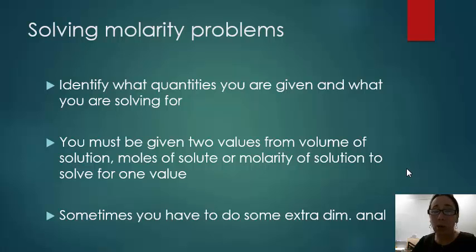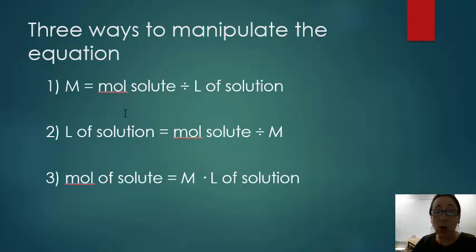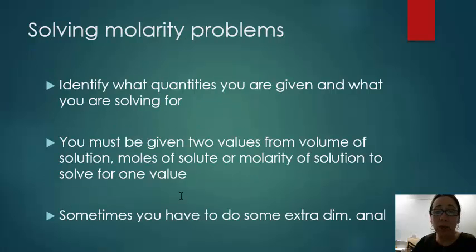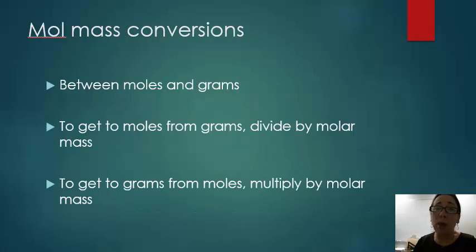As you solve molarity problems, the first thing you want to do is very clearly identify which quantities and units you are given and what you're solving for, and that will help you know which of these three equations to use. You have to be given two values out of the three, or at least enough information to get two values out of the three. Sometimes you may have to do a little extra dimensional analysis work. For example, you may have to convert between moles and grams. Remember, the conversion factor between moles and grams is the molar mass. It's an added step where you have to calculate that, but that's what you have to do.